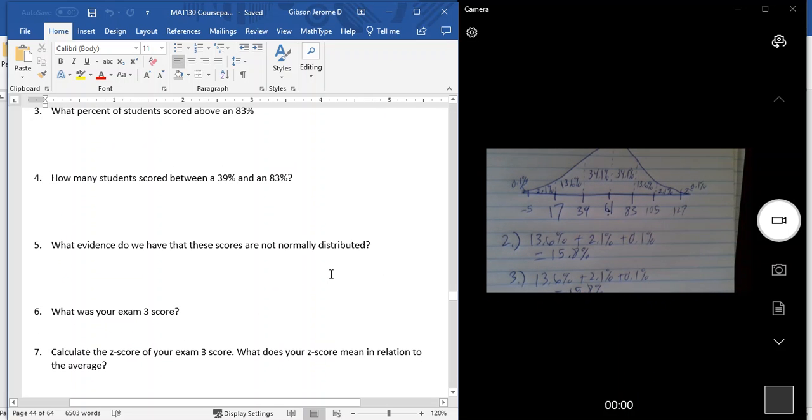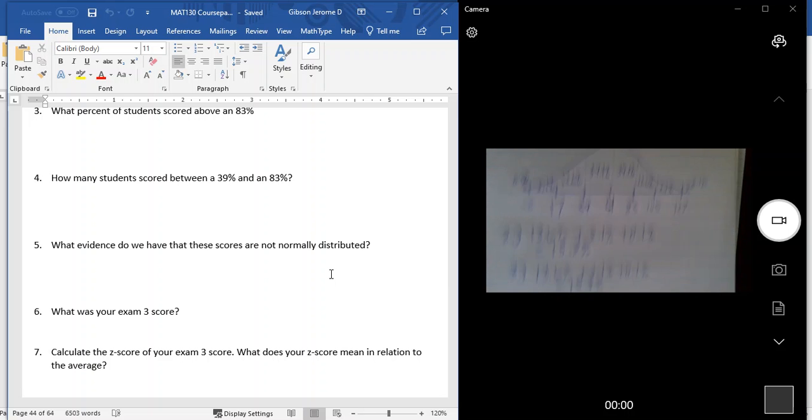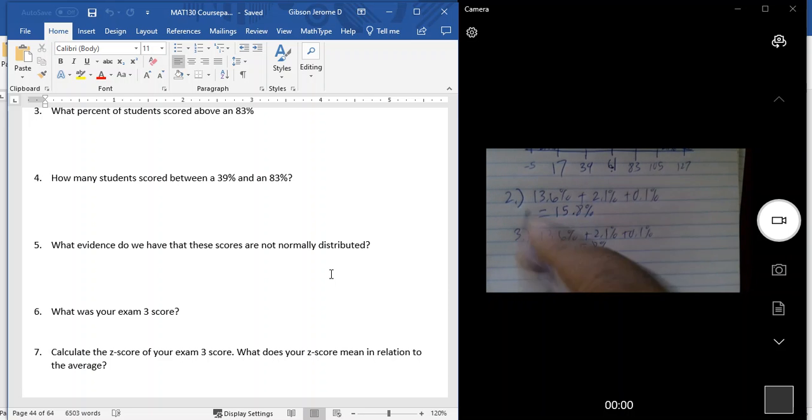Now, number 4, how many students scored between a 39% and an 83%? So we have a 39% and an 83%, and we want to know how many students scored in between that. So we will first add up their percentages, 34.1% and 34.1%. So that would give us 68.2%. Those are the ones that scored in between the 39 and 83.